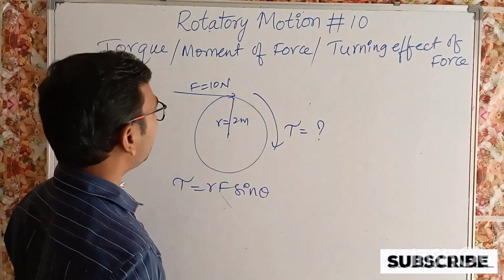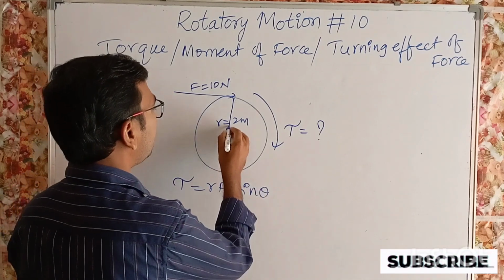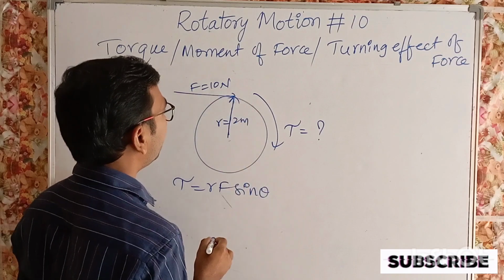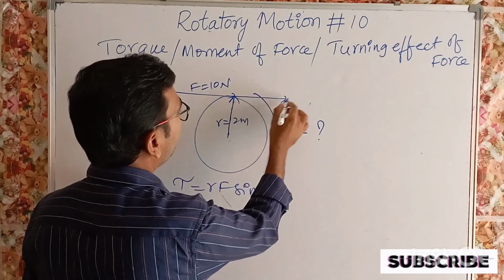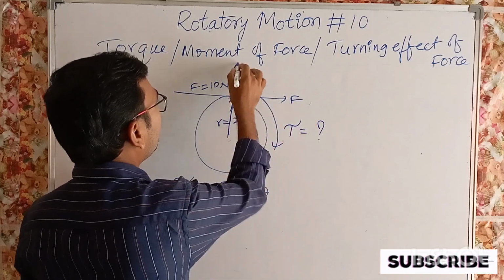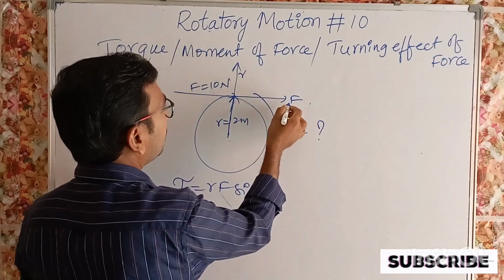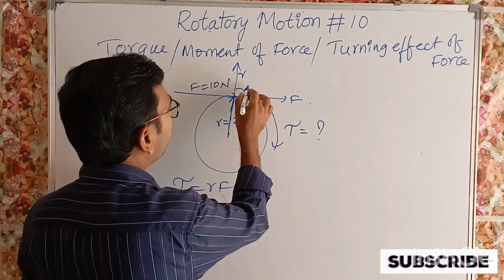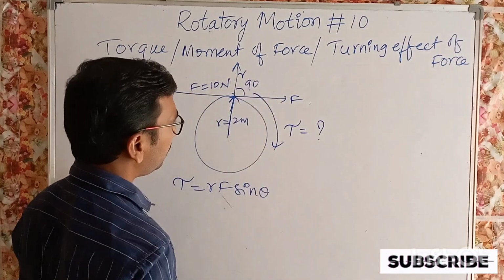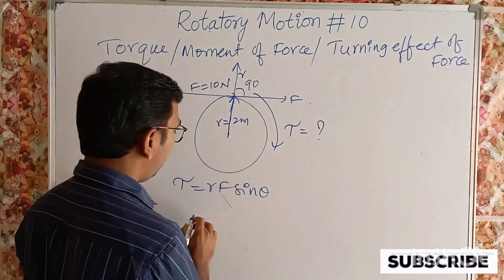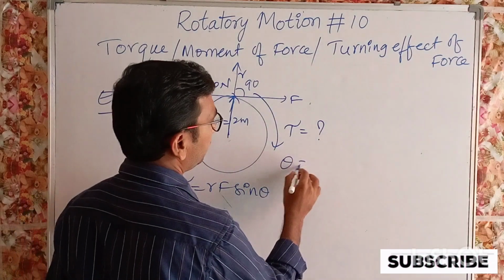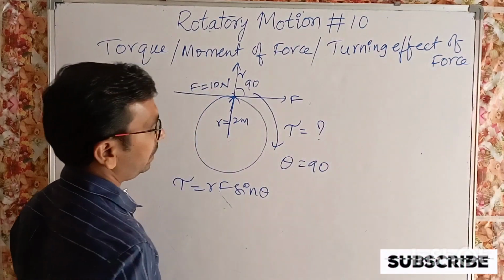So what is the angle here? This is the radius vector, and this is the force vector. So the force vector is this one and the radius vector is this one. This is R and this is the force. The angle between these two is 90. So what is the angle between the radius vector and the force? It is 90, so theta is equal to 90.